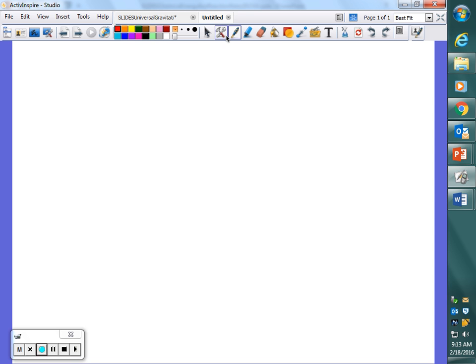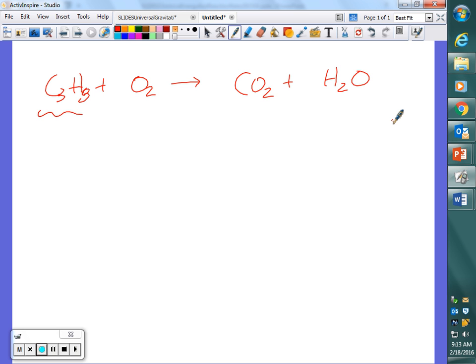So here's propane. This is the combustion part. Because propane is a hydrocarbon, these are the two products. Okay? Good there?